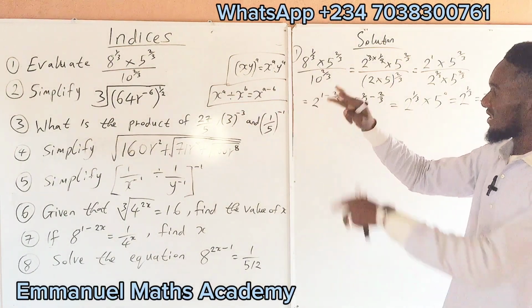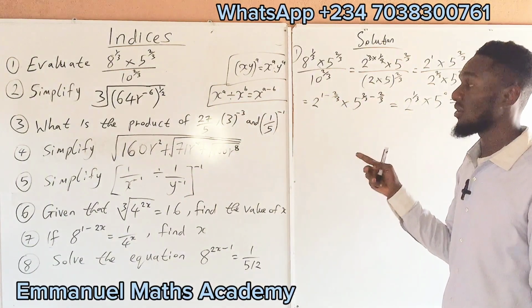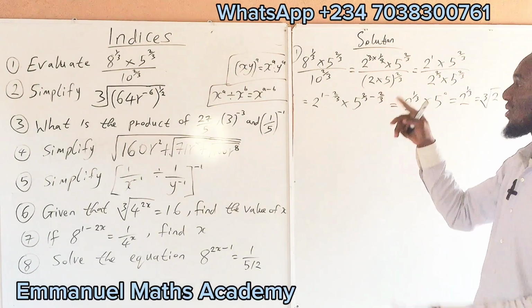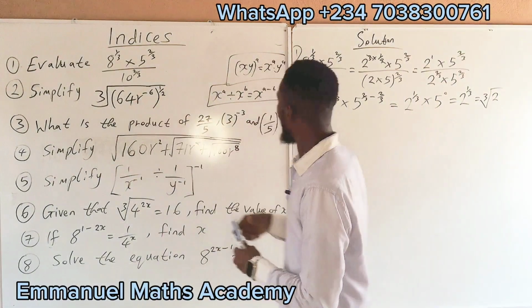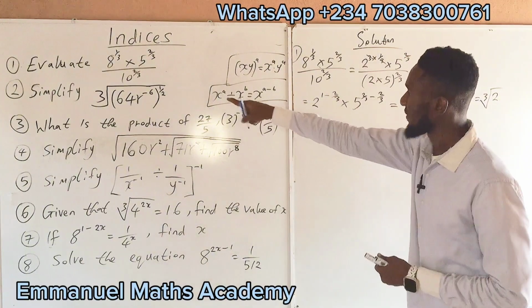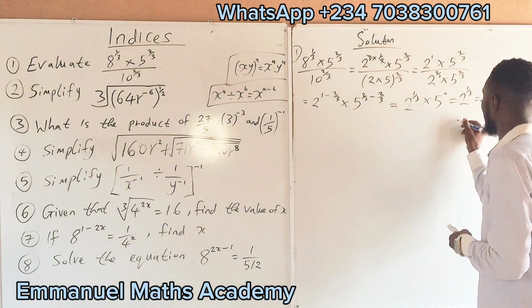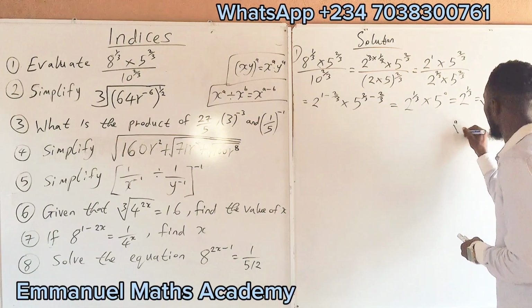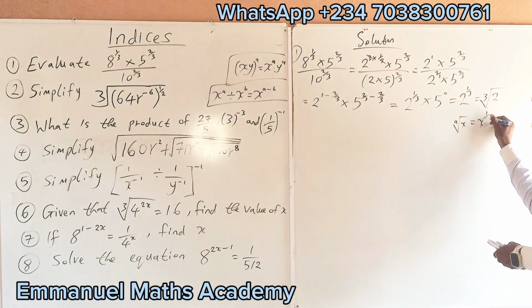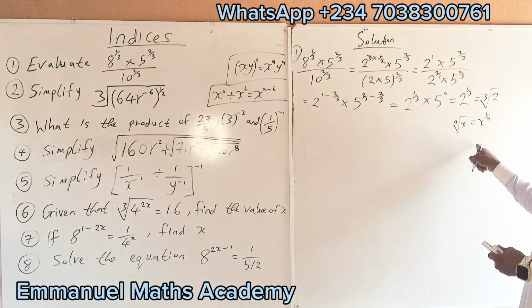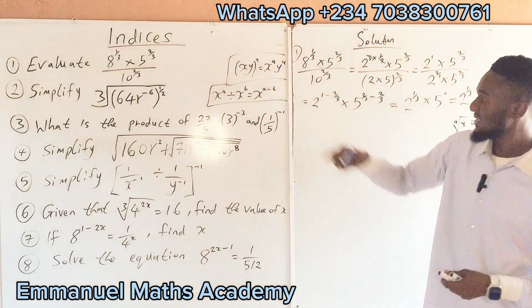Now, question number 2 says simplify this. 3 roots into bracket 64r power minus 6 all power 1 over 2, right? You remember in the law that says if you have a root x, this is the same thing as what? x power 1 over a, right? Remember that law. Let's apply that law in this.